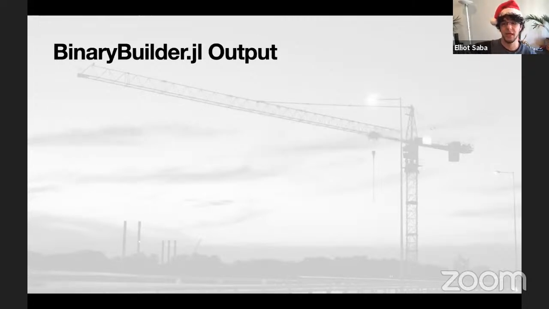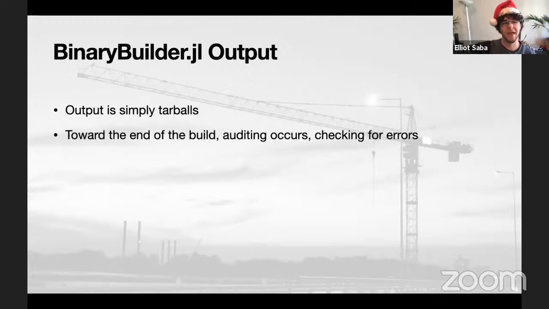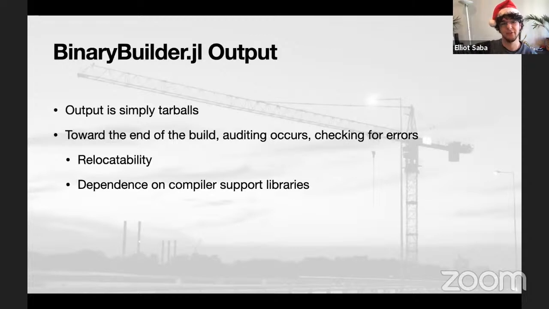Now, the output of BinaryBuilder, as said a few slides ago, is tarballs. There'll be tarballs containing the binaries, the headers, the libraries, etc. Once that output is generated, we do have an auditing step that Mose will talk about more. But this auditing step checks for errors. It checks for things like, can your binaries be relocated properly? Are they going to be able to find all of their dependent libraries on the target system? Is there a dependence on compiler support libraries, things like libgfortran or libstdc++? Will there be microarchitectural mismatches? Has your build resulted in a binary that uses instructions that may not be available on every user's CPU? That kind of stuff.